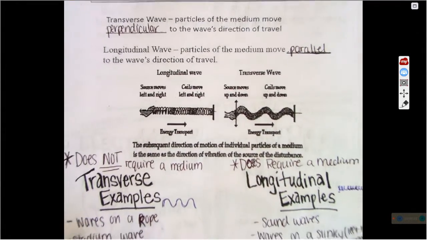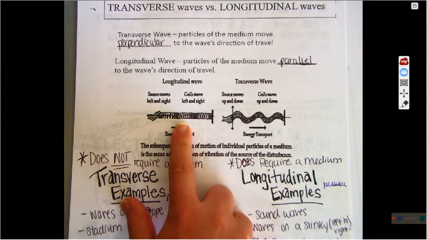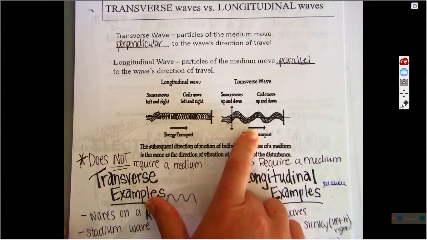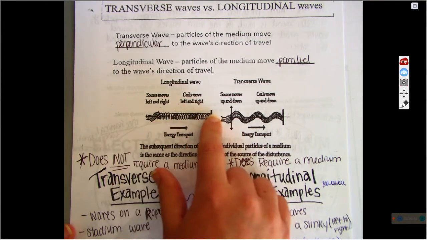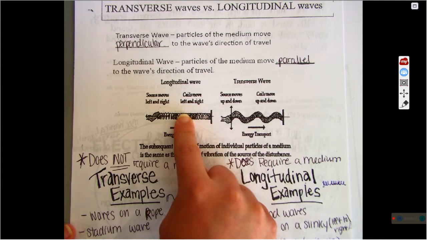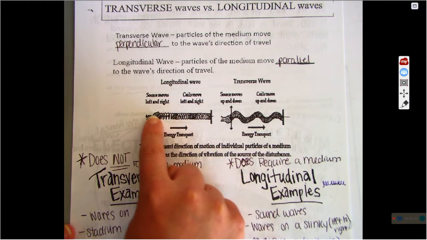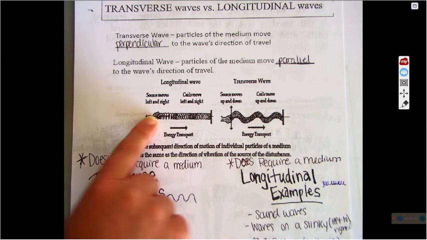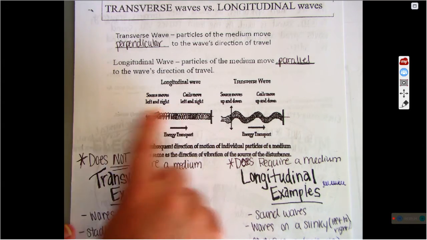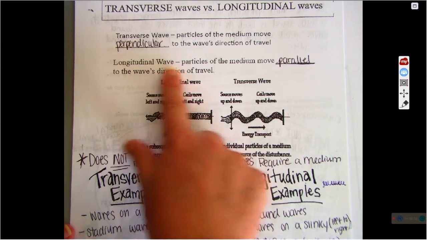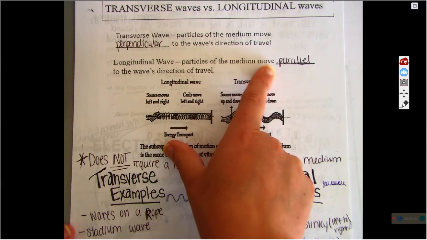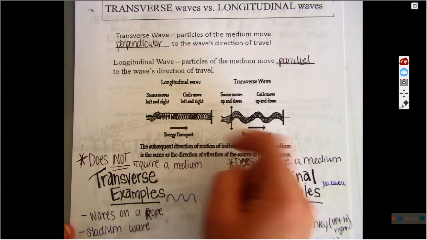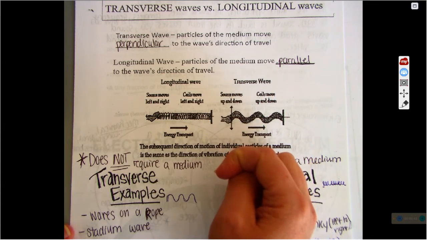So we have two different types of waves. One looks like this if you had a slinky, and one looks like this. You'll notice a longitudinal wave, longitude lines go across. That's a wave that's going to move in the same direction as the energy is moving. Energy is moving left to right, the wave is moving left to right. So longitudinal waves, particles of the medium move parallel, that means in the same direction as the wave's direction of travel.